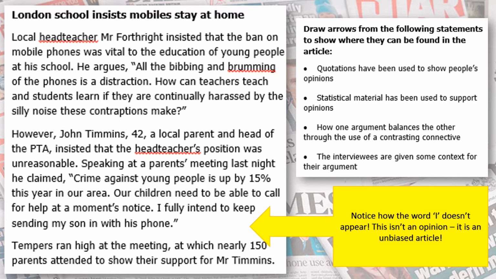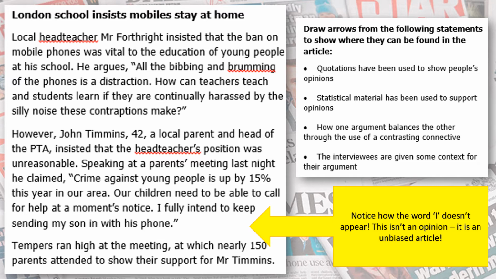Timmins. As you can see then, it gives both points of view, for mobile phones and against them, and it lays itself out in its answer by paragraphing those opinions. First of all, the positive opinion of why mobiles should stay at home in the first paragraph, and then explaining from a parent's point of view why mobile phones need to come into school in the second paragraph. Have a look at that answer then.